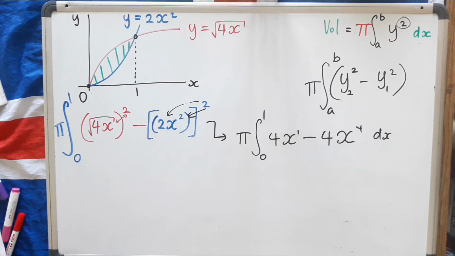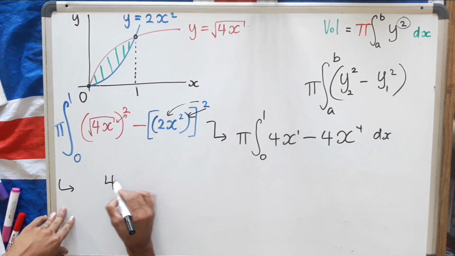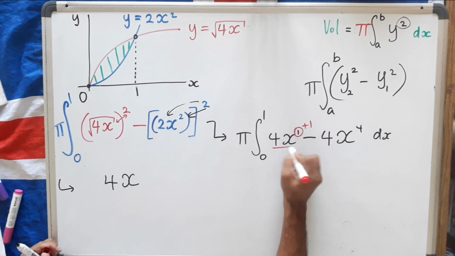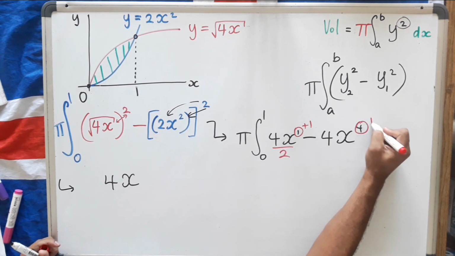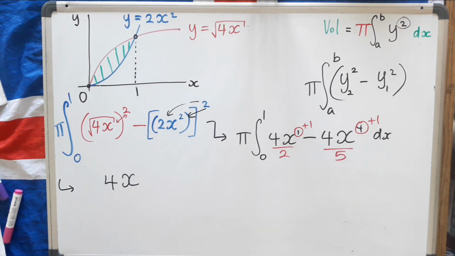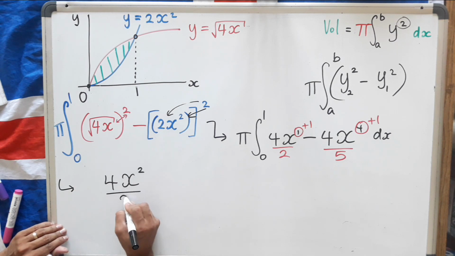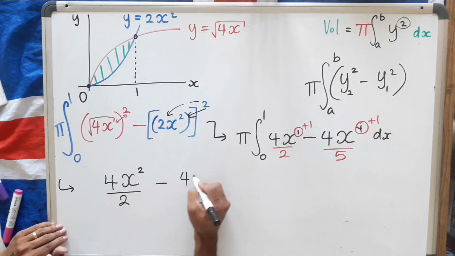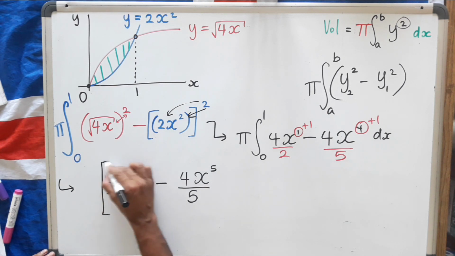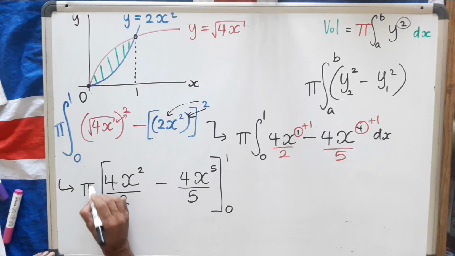Lord, this is a long question. I'm going to continue working here. So it's 4, add 1 to the power, divide by the new power, which will be 2. Add 1 to the power, divide by the new power, 5. So we end up with 4x squared divided by 2 minus 4x to the power 5 divided by 5. And we're going to put our big square brackets here now, put 1 and 0. And don't forget the pi lurking on the outside.